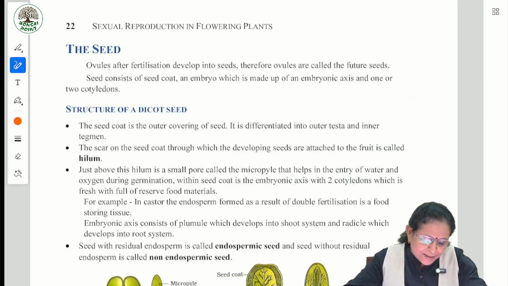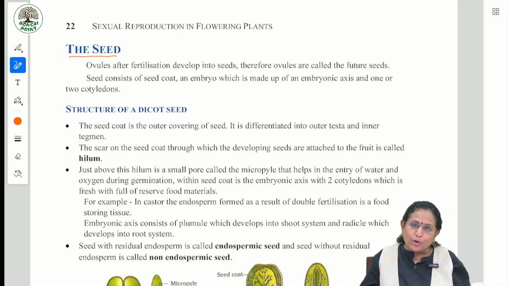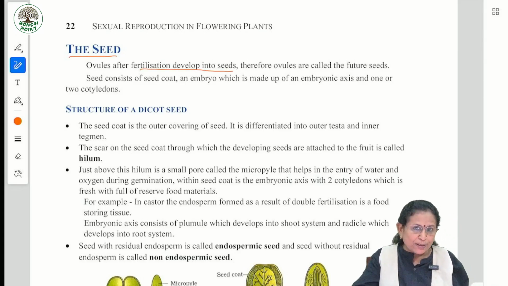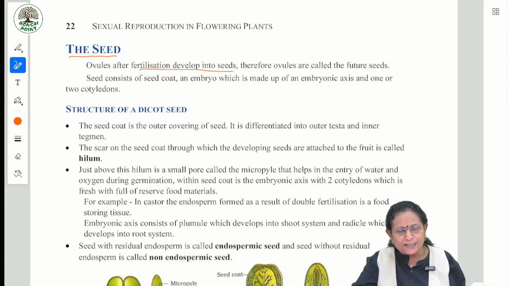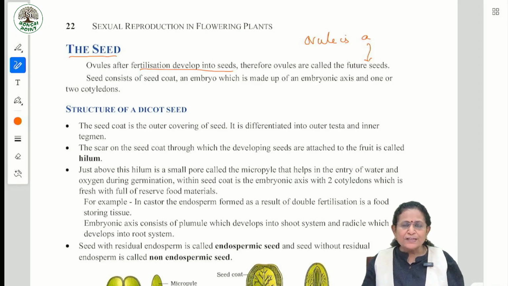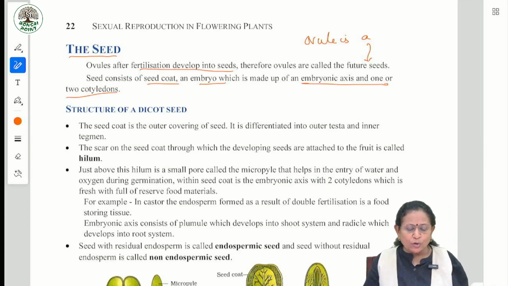Okay. Yes, students, seed. This is also a favorite question for the paper setter, especially the monocot seed, which is a common question that is given. Ovules after fertilization develop into seed. So what are seeds? Ovules after fertilization develop into seeds. So we can say that ovules are future seeds. Okay. A seed consists of a seed coat or testa, and an embryo made up of an embryonic axis and one or two cotyledons.